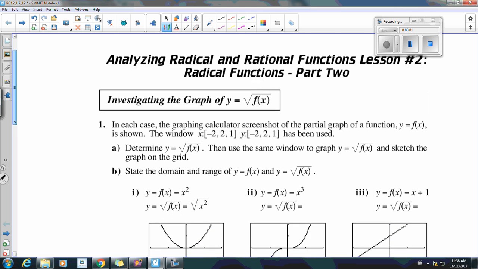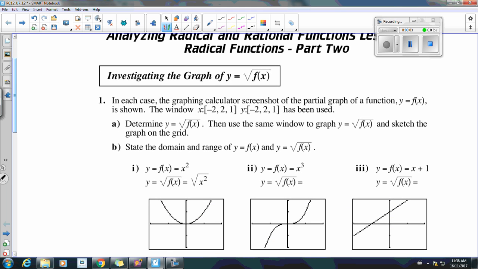Okay, here we have lesson 2 of radical functions, and this one is quite a bit more complicated. So basically what we're doing here is we're taking a function we're given, and we're taking the square root of it. Now we're asked to do this from the equation, which is relatively simple, but we're also asked to do it from the graph. So we're going to be given a graph like this, and asked to give the square root graph.